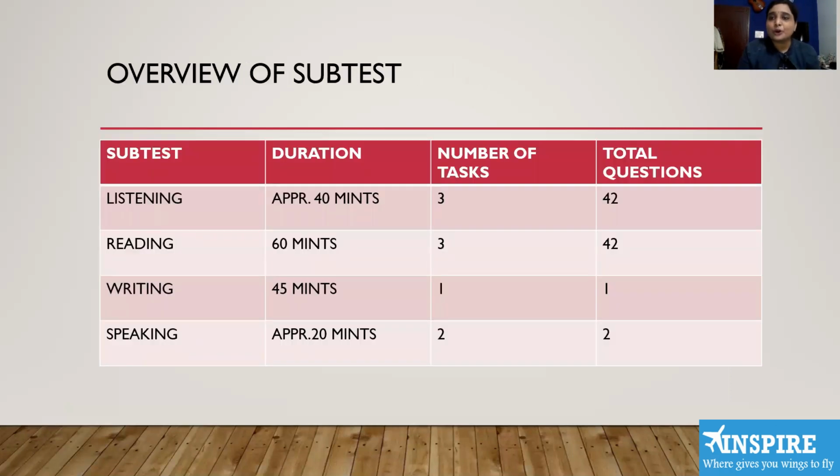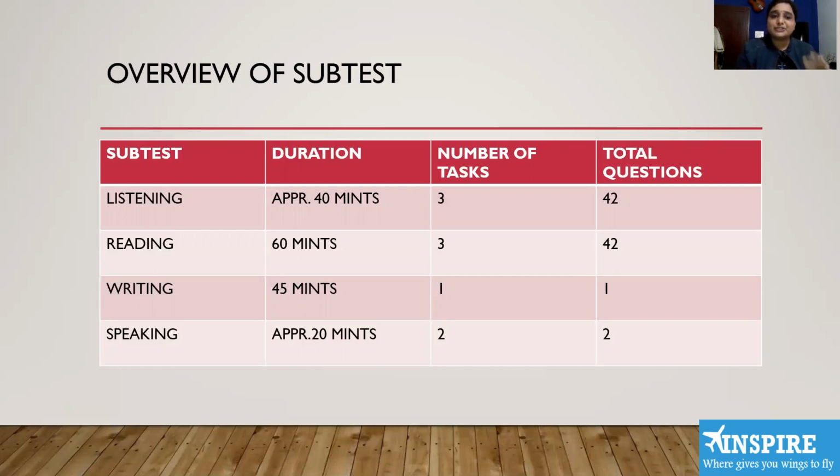So this is the overview of the subtests. I already mentioned that in OET there are 4 subtests or 4 modules: listening, reading, writing, and speaking. Here is an overview of these modules. In listening, the duration is approximately 40 minutes, and the number of tasks given is 3. That means Part A, Part B, and Part C. The total number of questions in listening is 42.